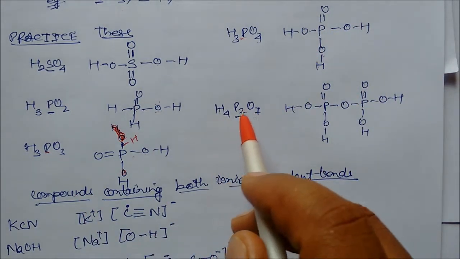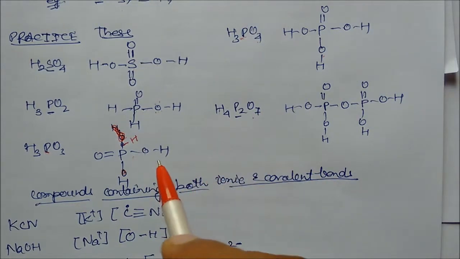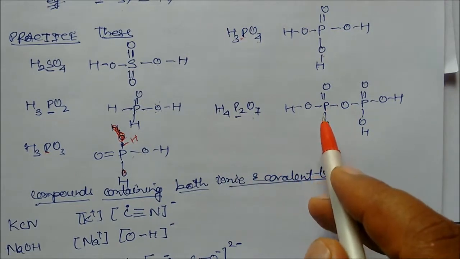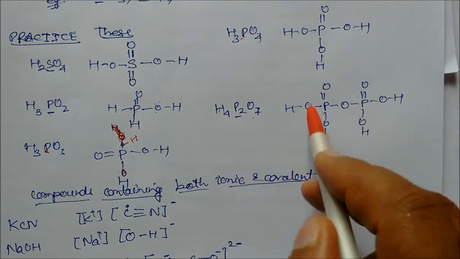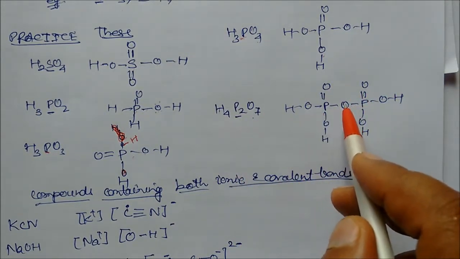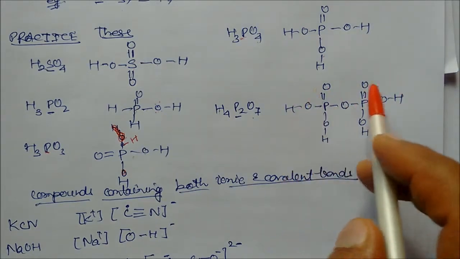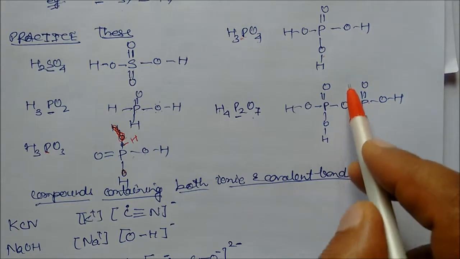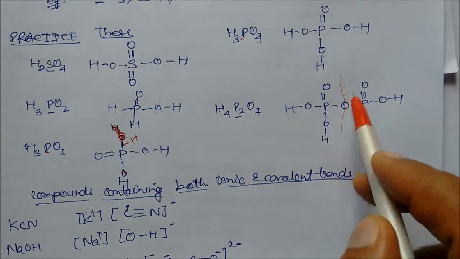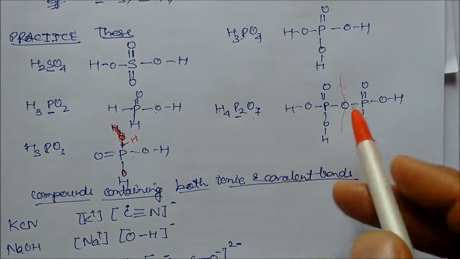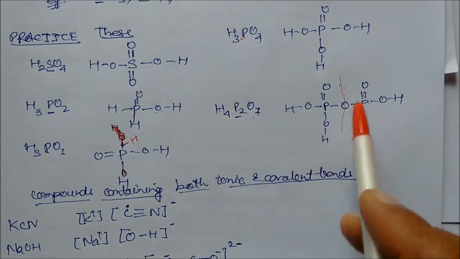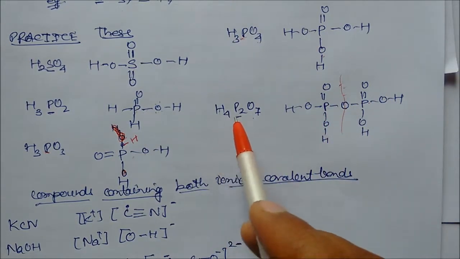In this case H4P2O7, here you have to think: phosphorus is the central atom, so phosphorus will be surrounded by all the oxygens. Oxygen comes between this phosphorus and this phosphorus. This molecule is somewhat symmetrical: if you draw one line here, you can see this is the mirror image of this one. So this is symmetrical, and this is the structure of H4P2O7.